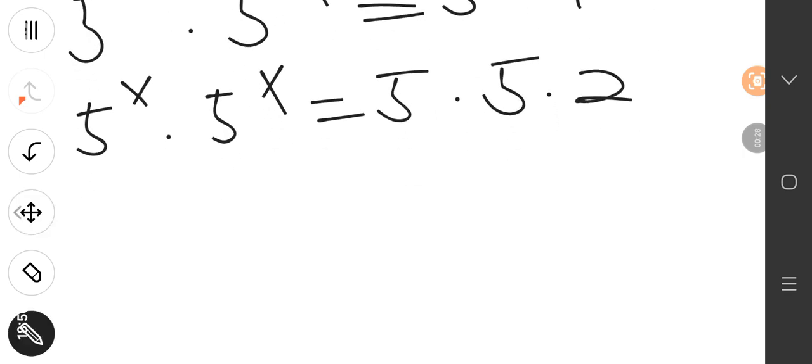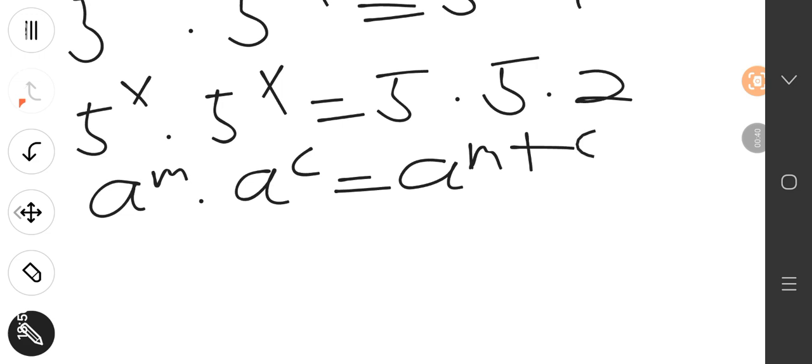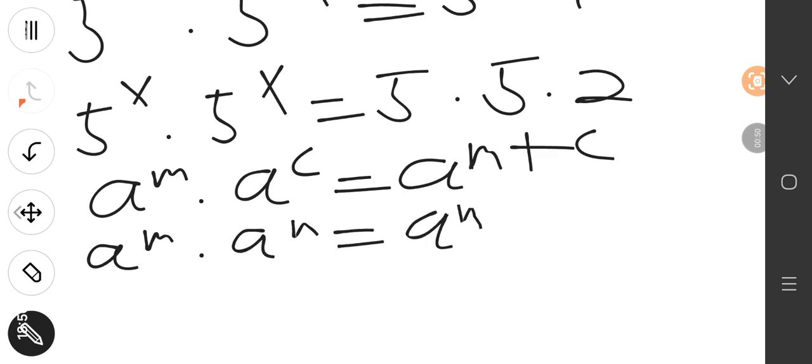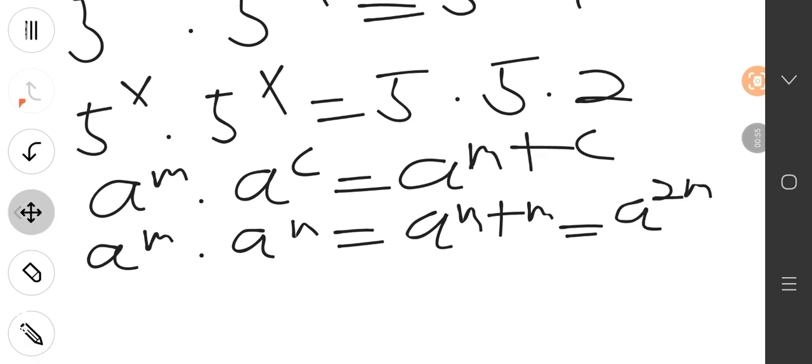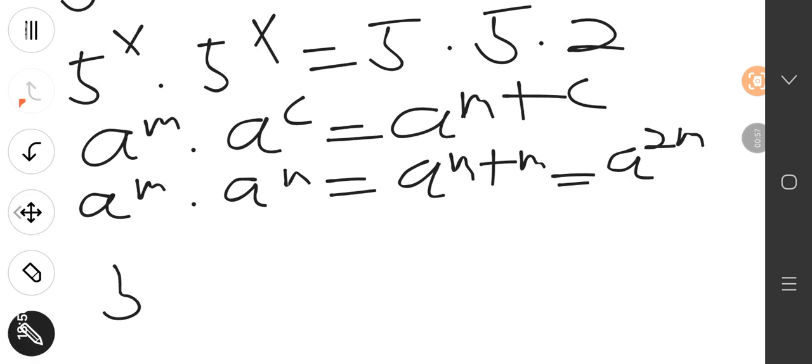We are going to apply the first law of indices at the right part of our equation. It states that a^m times a^c equals a^(m+c). In this case the exponents are the same, so a^m times a^m should give us a^(m+m), which equals a^(2m). So our equation becomes 5^(2x) equals, now 5 is the same as 5^1.